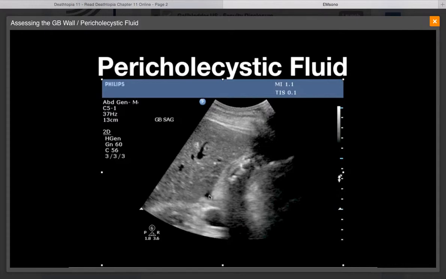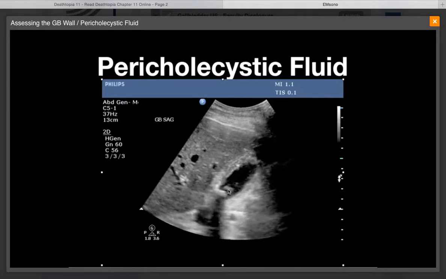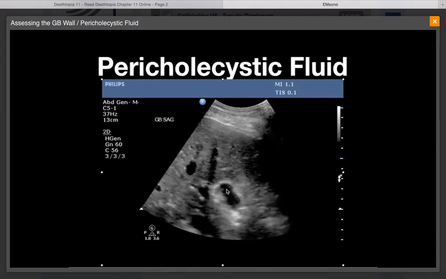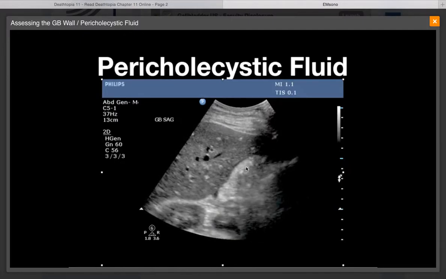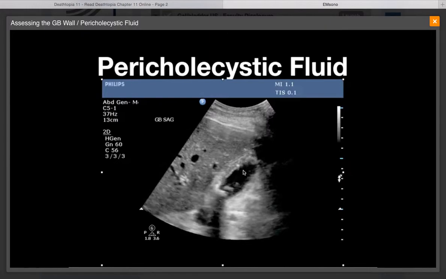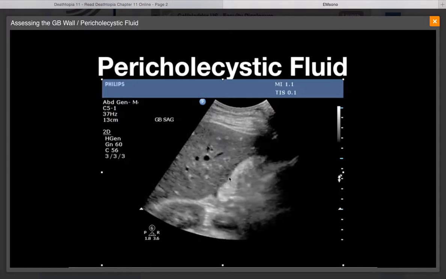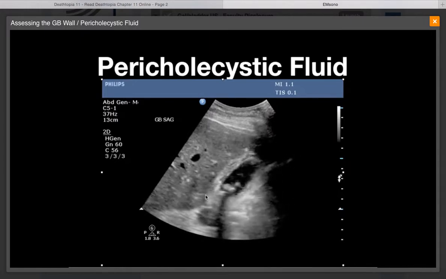But notice here, down by the neck, that there's a small triangular wedge of fluid abutting up against the liver. There's no wall surrounding it. It has triangular corners. So this is consistent with pericholecystic fluid. You can see the multiple gallstones within the lumen. Here's an impacted stone in the neck. You can see also the presence of some echogenic foci here and some short comet tails. This is due to adenomyomatosis. But note that this patient has both wall thickening and free fluid.